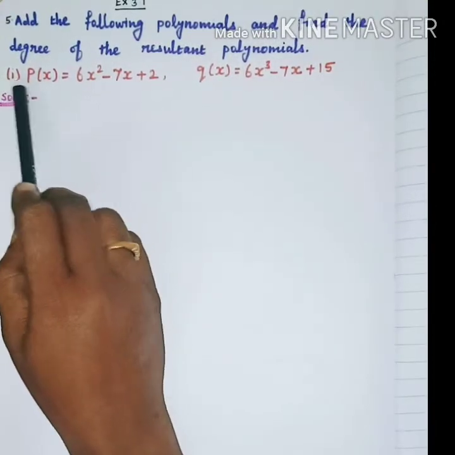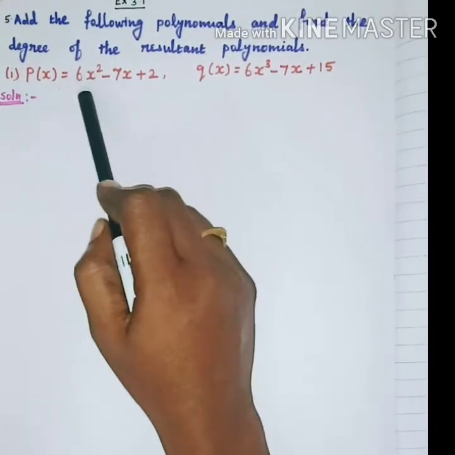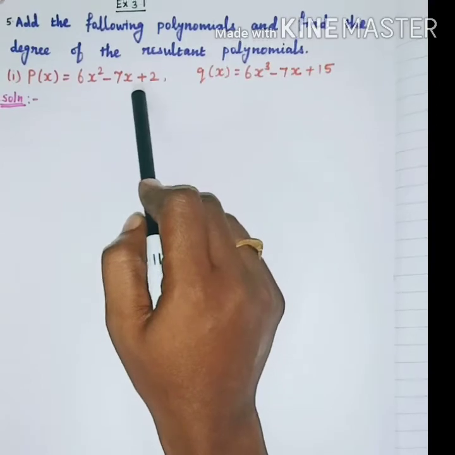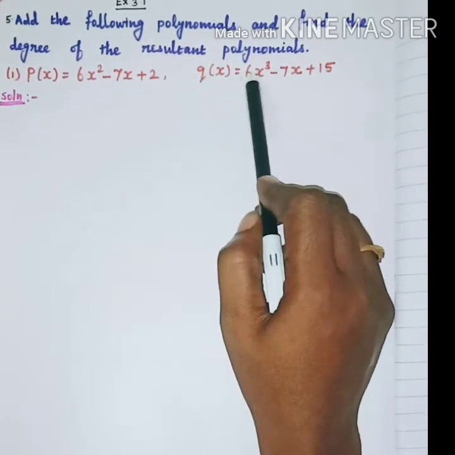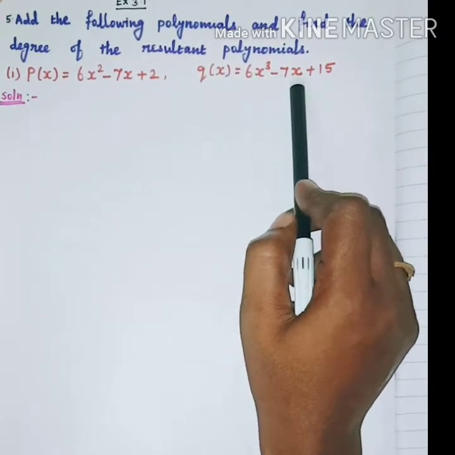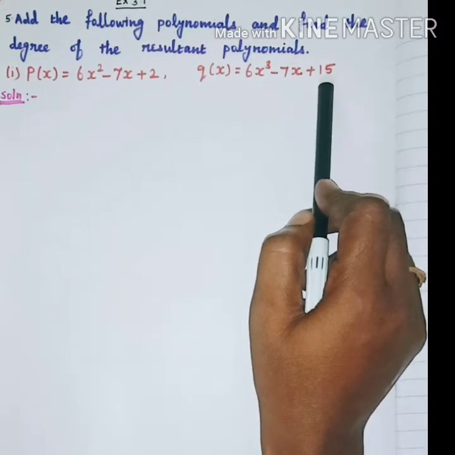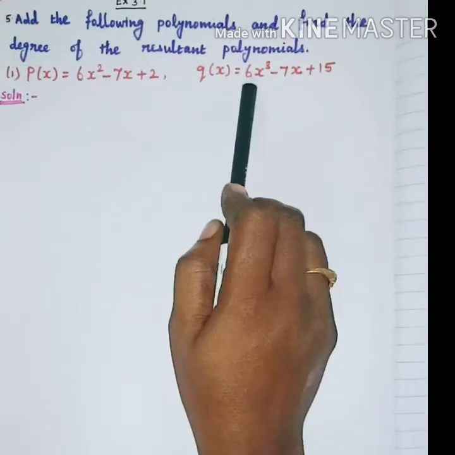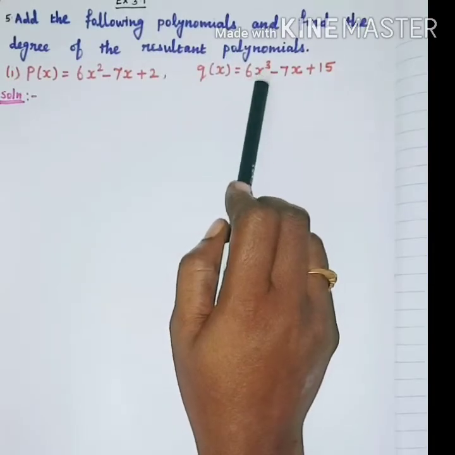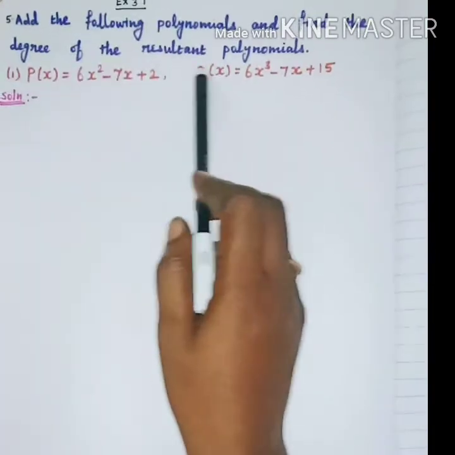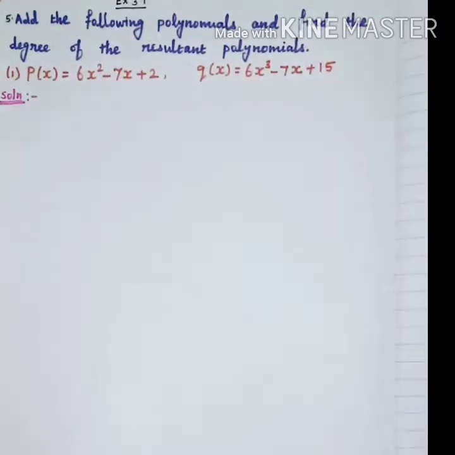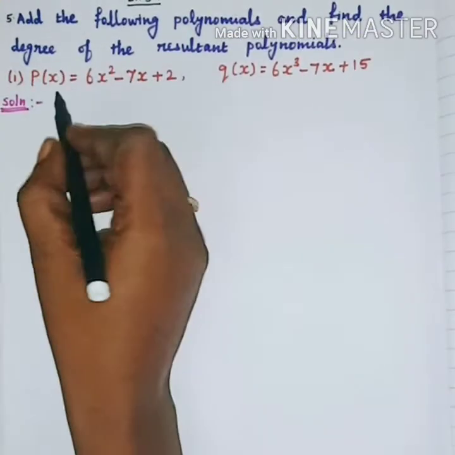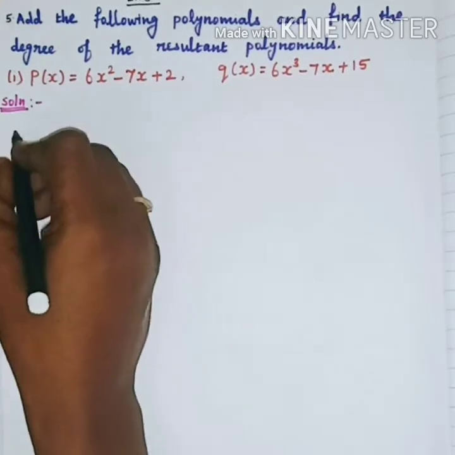First subdivision is P of x is equal to 6x square minus 7x plus 2. Q of x is equal to 6x cube minus 7x plus 15. We have to add these two polynomials, and we have to find the degree of the resultant polynomial. So adding P of x and Q of x.